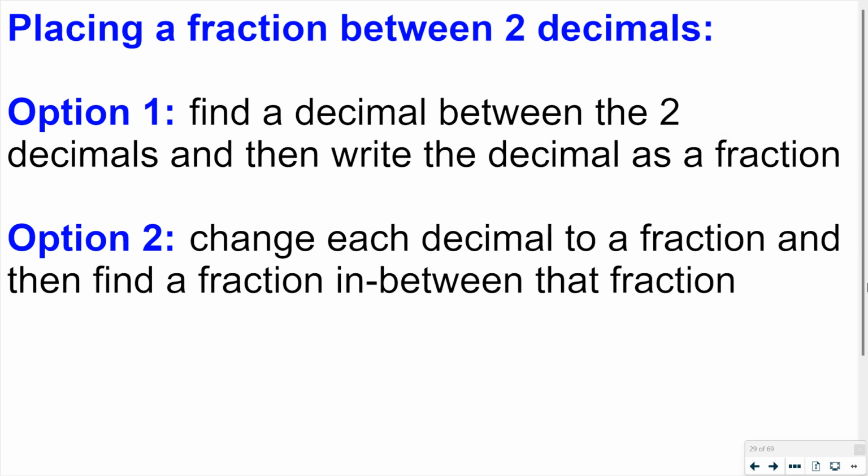Hello, Matthew Gatos here. In this video, we're going to look at how do you place a fraction between two decimals. So I have two options for you.